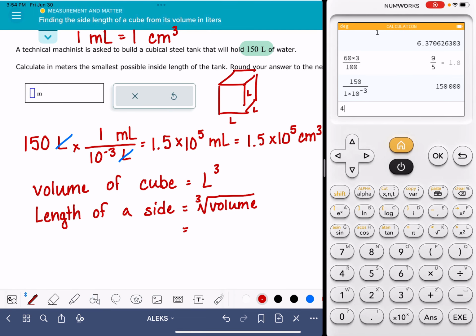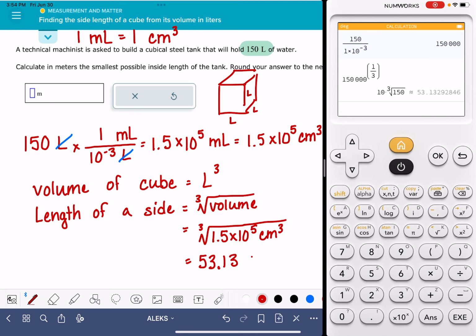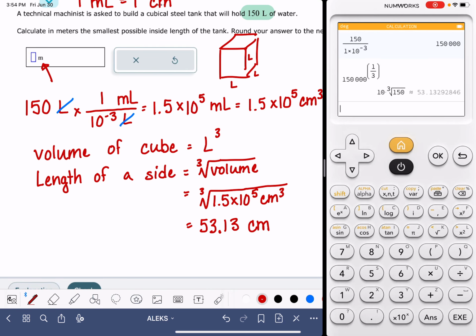For us, the volume is 1.5 times 10 to the 5 cubic centimeters, or centimeters cubed. We're going to take the cube root of that number. So we are just going to take that number and raise it to the 1/3, which is the same as calculating the cube root. And I get 53.13 centimeters. Now, that is not the unit that ALEKS is looking for. It's looking for meters, so we're going to need to do one last unit conversion.